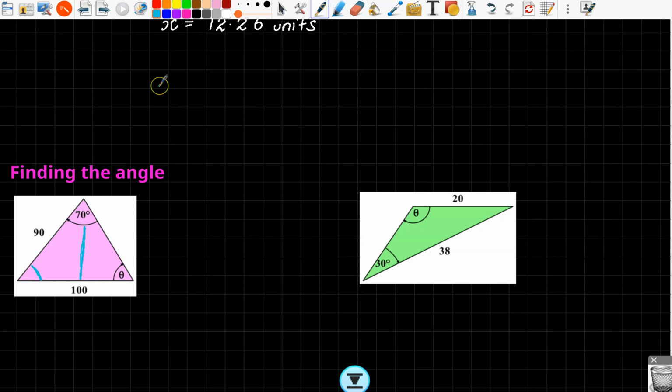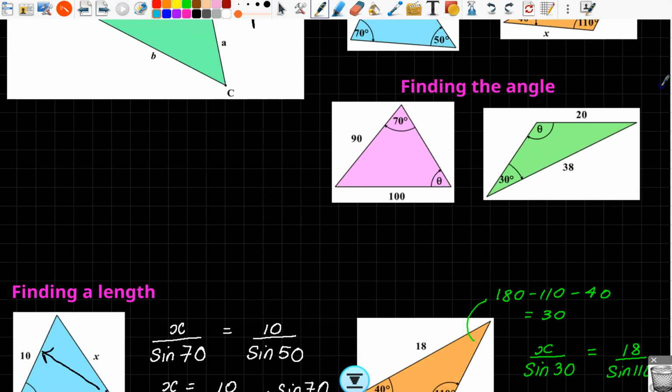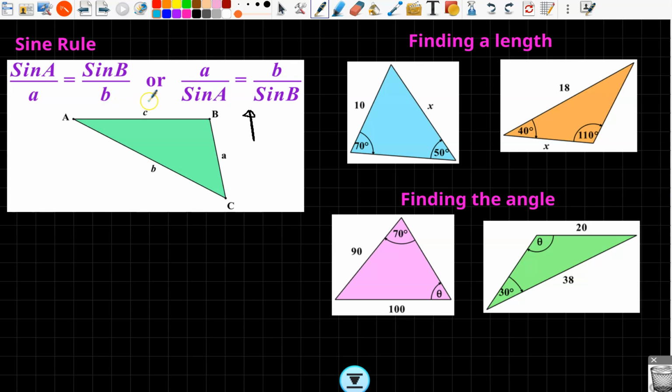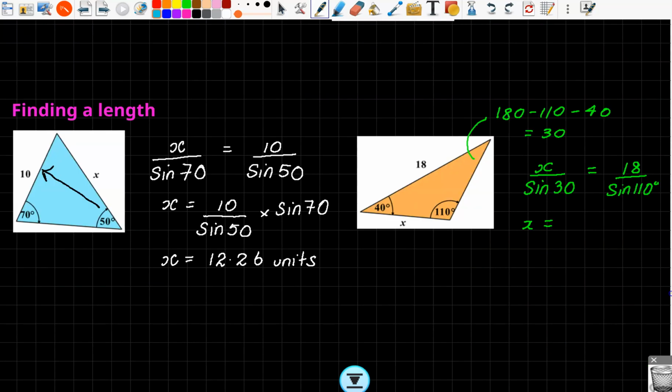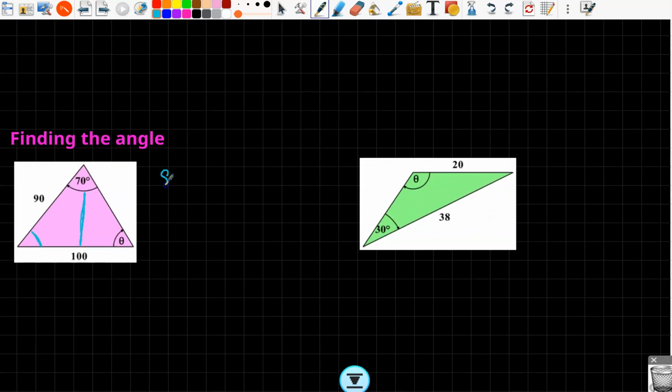Now, right at the start, we looked at the rules, and it was two of them. It's the same rule. One is just flipped, right? Because I've got an unknown angle, that's why I'm now going to use this rule. I like to have my unknown upstairs. So we're going to say that's sine theta over its opposite length, 90, equals sine 70 over 100.